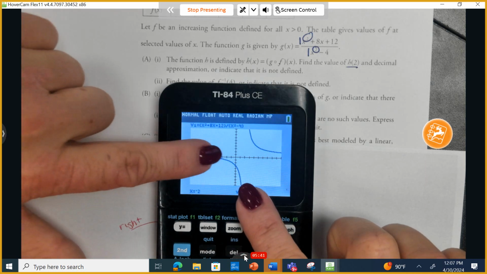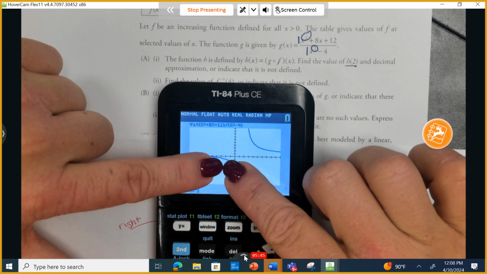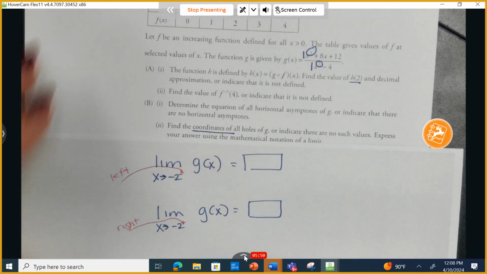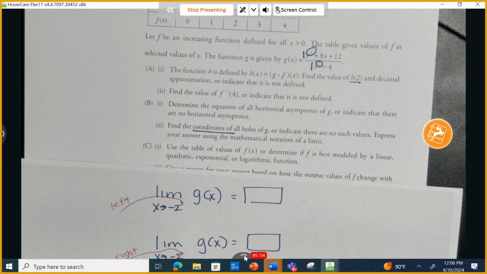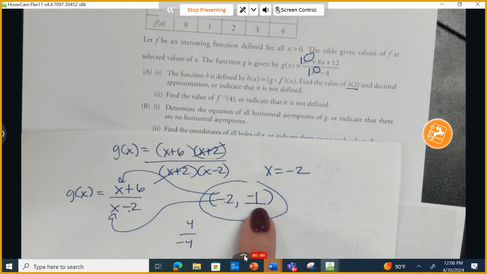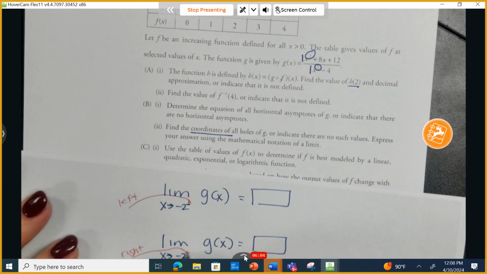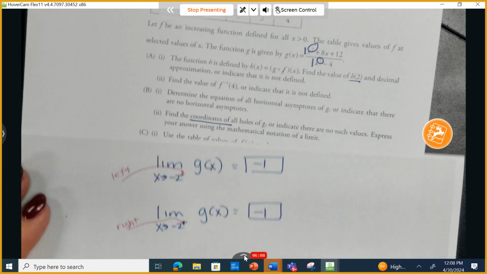Notice that when you come from the left and when you come from the right, do you see at -2 how they're both approaching the exact same value? What value are they both approaching? We just did the math. They're approaching a value of -1, and we just did that right here. So as I approach that value from the left or from the right, it is approaching an output value of -1.